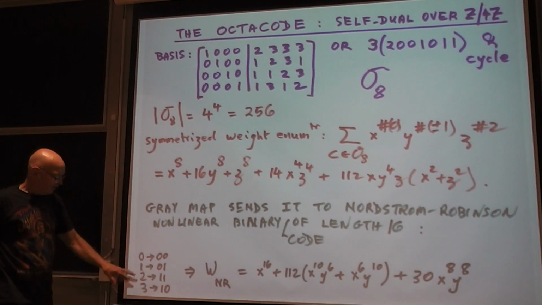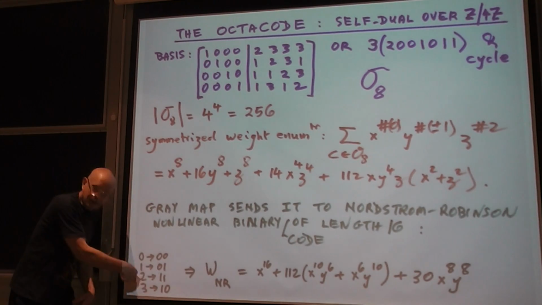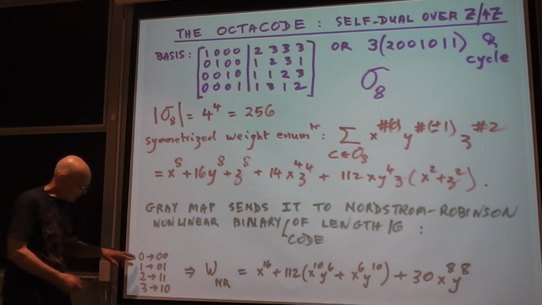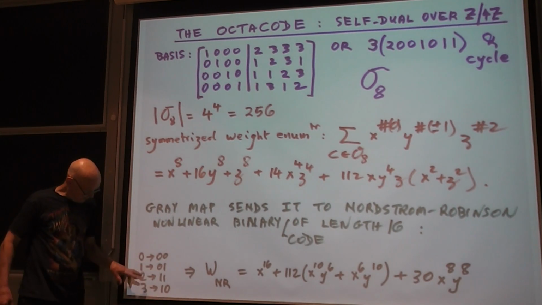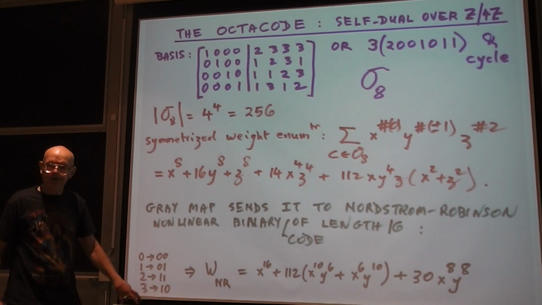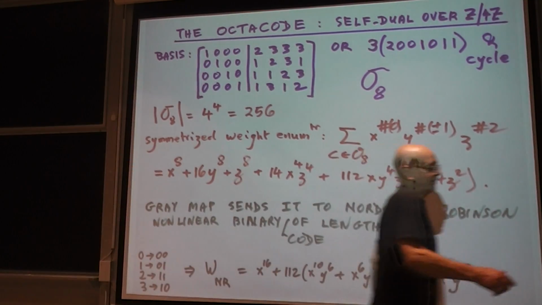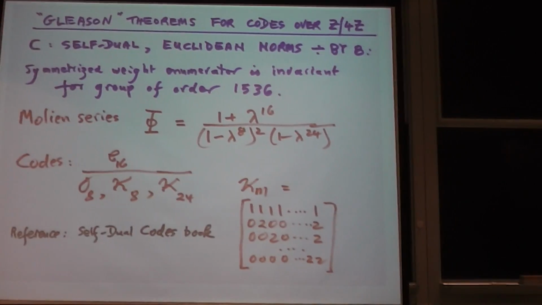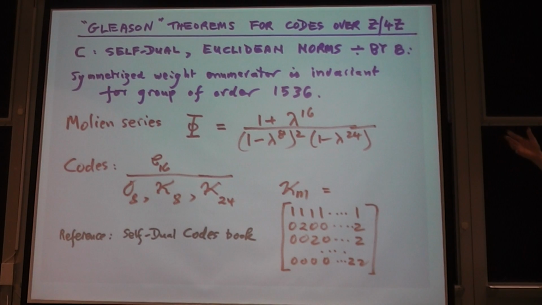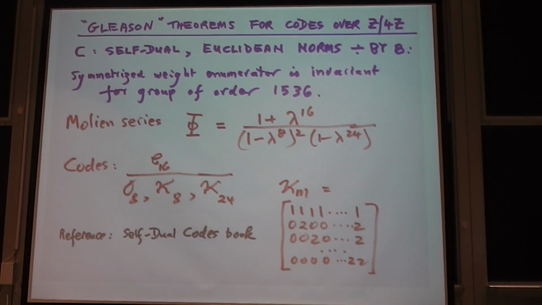If you map it to a binary code using the obvious Gray map, where you map 0 to 0,0, 1 to 0,1, 2 to 1,1, and 3 to 1,0, you get the Nordstrom-Robinson code. Well, so that, and we have a Gleason theorem for it.